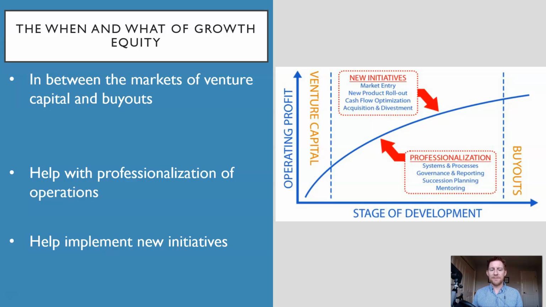And the firm and fund will help with new initiatives as well. So market entry, maybe expanding across borders, new products, optimizing cash flow. A lot of times there's some cost cutting to be done in this stage. And there could be acquisition and divestment: acquiring competitors, acquiring supplemental product lines or services, or divesting and carving out non-core assets to streamline operations.